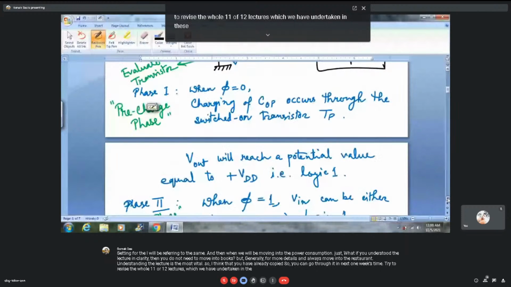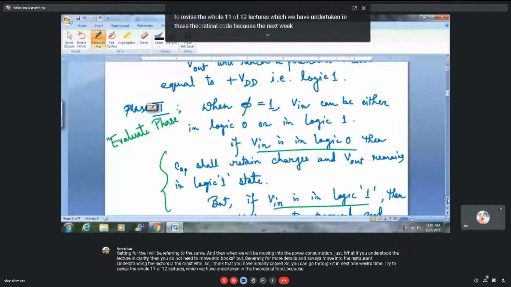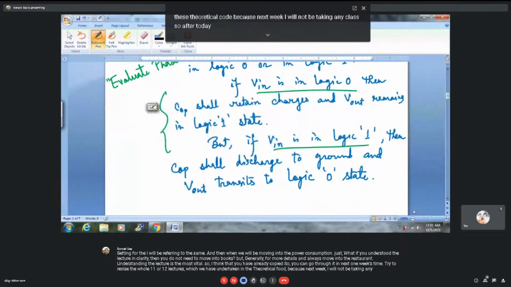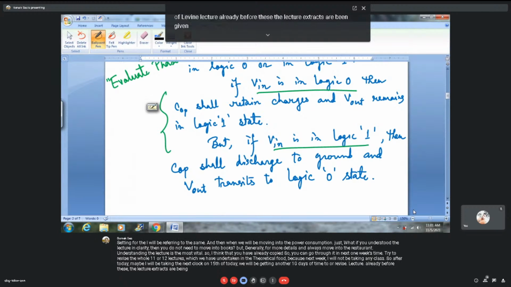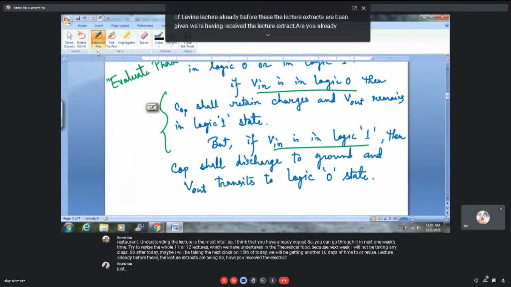Because next week I will not be taking any class. After today, maybe I will be taking the next class on 15th of November. Today is 5th of November, so you will be getting another 10 days of time to go through or revise the entire lecture. Already before this, the lecture extract has been given to you. Have you received the lecture extract? Yes, sir, we have already received. Okay. Thank you. This is all for today.